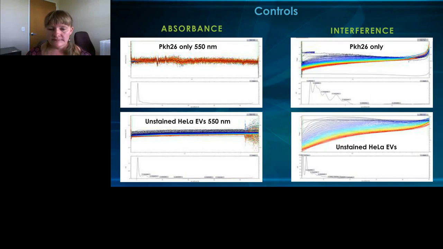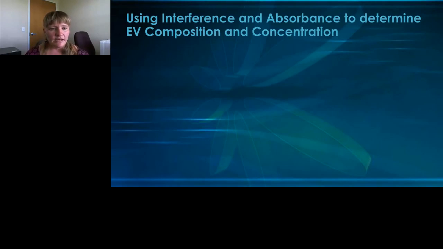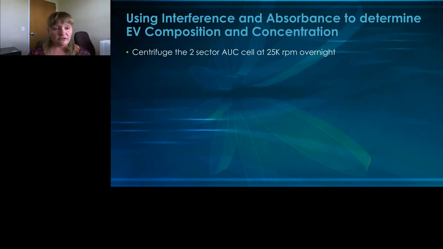So as outlined on this slide, it is the general protocol for analyzing EVs on the AUCs with HeLa extracellular vesicles in PBS as a solvent. As a note, if you use a different solvent, let's say alcohol, for example, your extracellular vesicles will sediment way faster than they would if you were sedimenting in PBS or even something thicker like maybe with 5% glycerol. We centrifuge the two-sector cell overnight at 25,000 RPM.